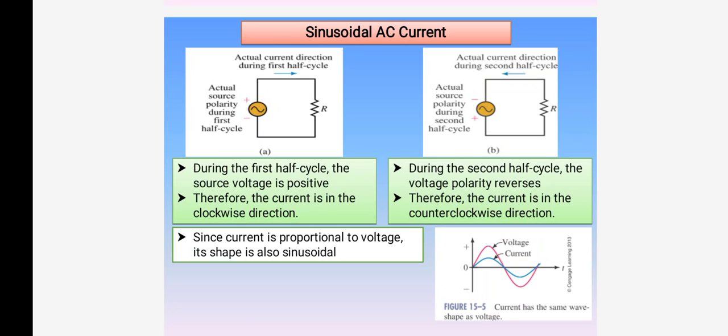Now, sinusoidal AC current. During the first half cycle, the voltage source is positive, therefore the current is in the clockwise direction. During the second half cycle, the voltage is reversed, therefore the current is in the counterclockwise direction. Since the current is proportional to voltage, its shape is also sinusoidal. In the case of a pure resistive load, the voltage and current have the same shape: both are sinusoidal. From the diagram, we can easily understand the waveforms of voltage and current.